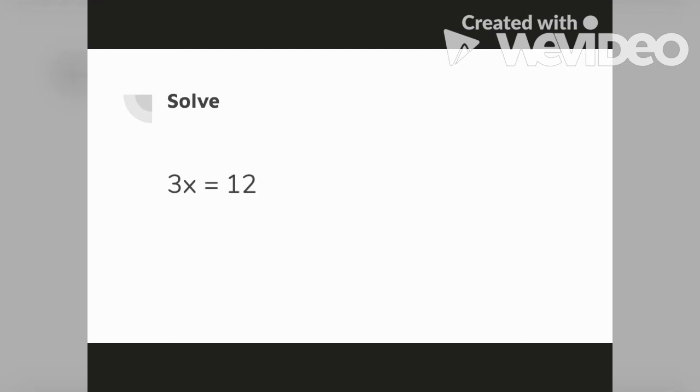So here we have an equation that says 3x equals 12. Even though there's no sign here, we know that this is multiplication, and remember we use a dot now, not an x, because that will be confusing next to another variable x. So just like addition and subtraction, we're going to do the inverse operation. Instead of multiplying, we're going to divide by 3.